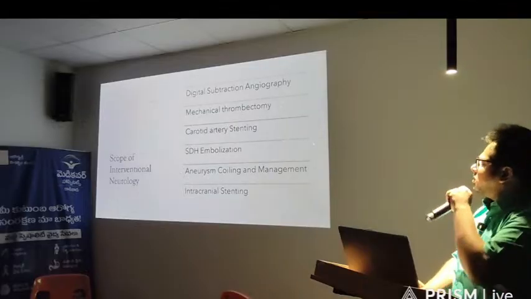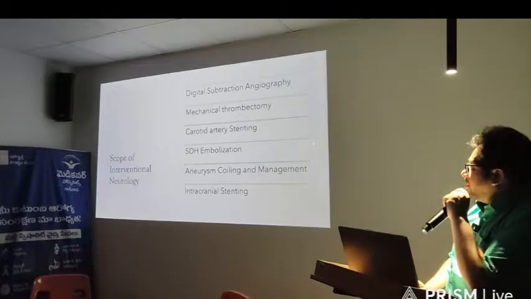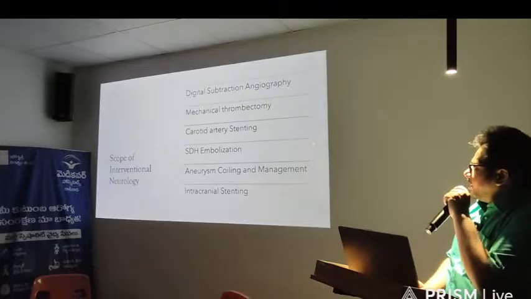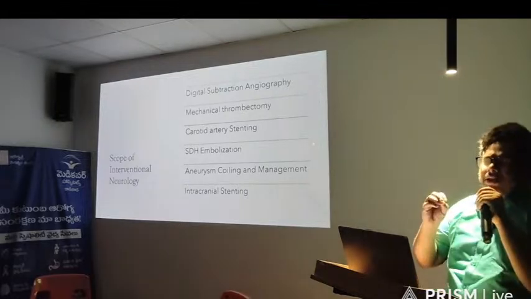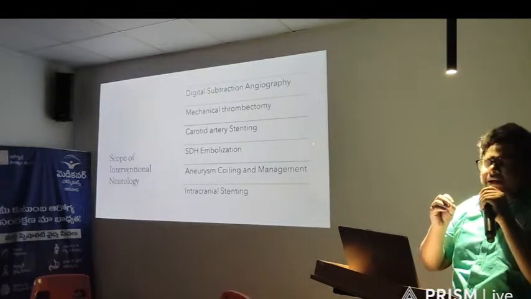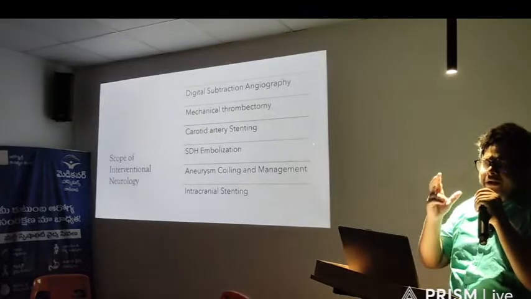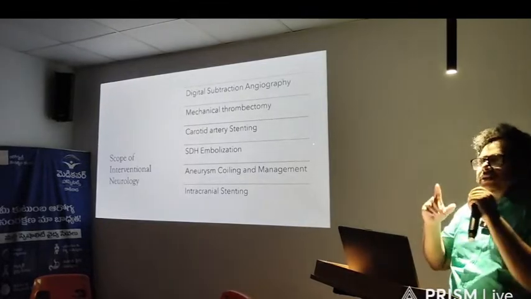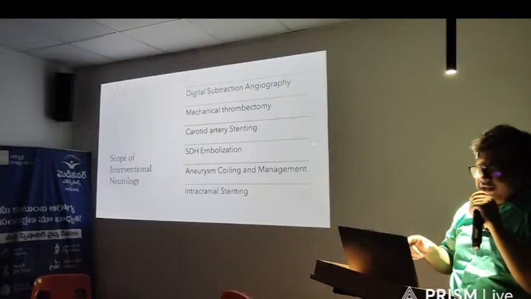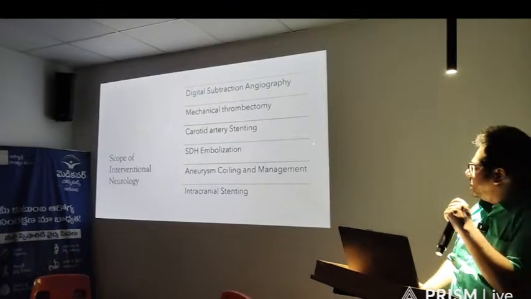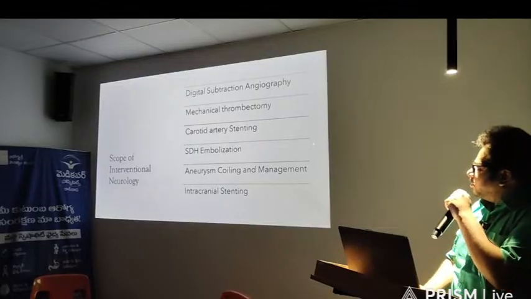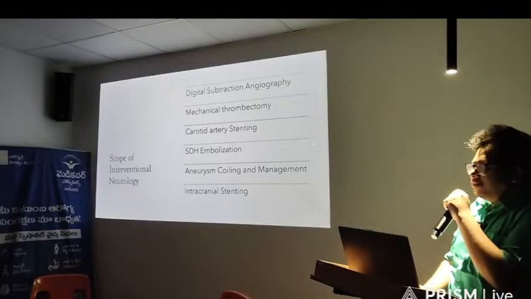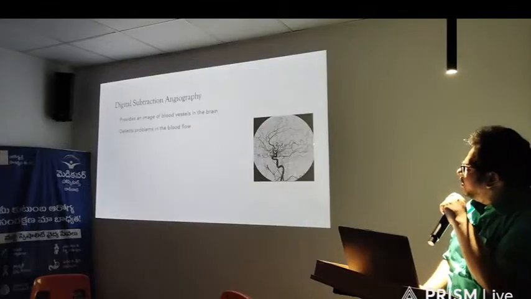Now the scope of intervention in neurology is digital subtraction angiography, mechanical thrombectomy, carotid artery stenting, and SDH embolization. The role is recurrent: when we see elderly patients on double antiplatelets and statin having recurrent falls developing recurrent SDH, embolizing the middle meningeal artery will reduce the recurrence, and we can also continue the antiplatelets. Also aneurysm coiling and management, intracranial stenting, and all these procedures we have done. Once time permits, we will discuss the second part when we get an opportunity.